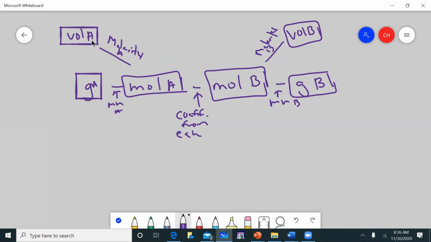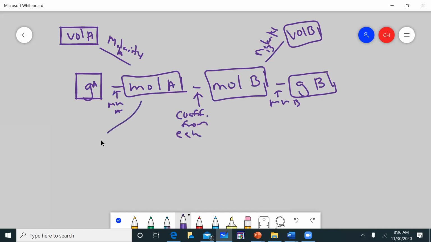So now I've got sort of a new way to move through this flow chart. It disregards grams. We take our volume A, we use the molarity of A to get to moles of A. Then we can use the coefficients of the equation to get to moles of B. And then we can use the molarity of B to get us back to volume of B.